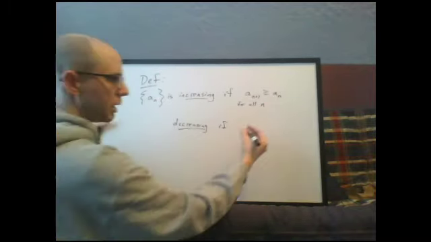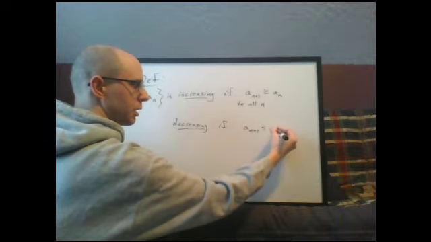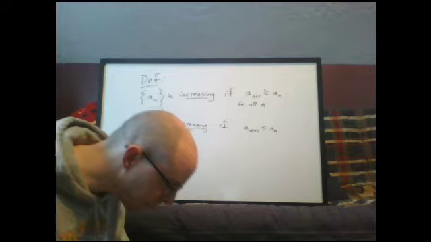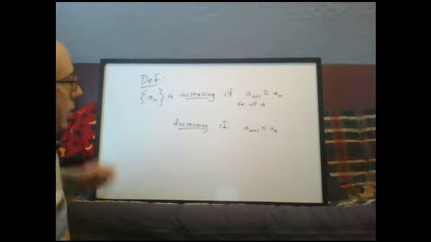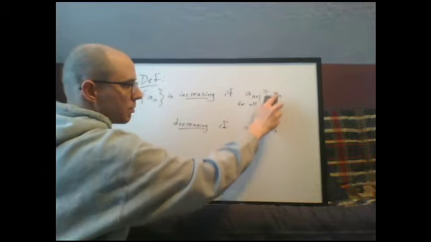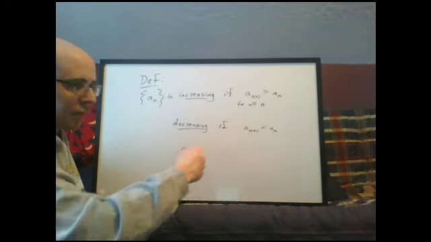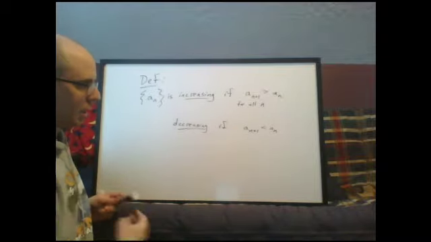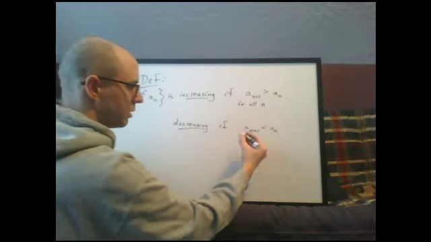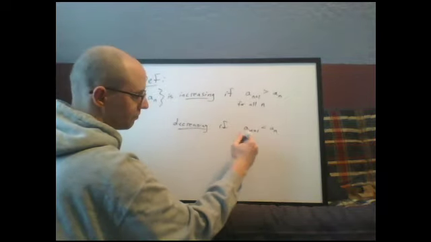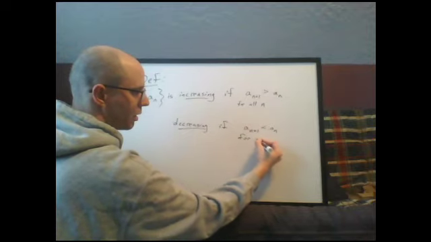And it's decreasing if the opposite is true, that a_{n+1} is less than or equal to a_n. Actually, let me be a little bit more careful there. It's increasing if it's strictly bigger. It's decreasing if it's strictly smaller. You don't want to have a constant sequence where it's not changing. You don't want to call that increasing or decreasing. So it's decreasing if a sub n plus 1 is less than a sub n for all n.